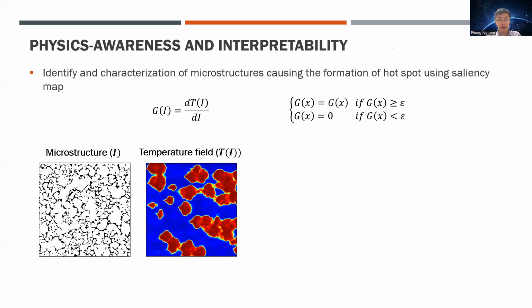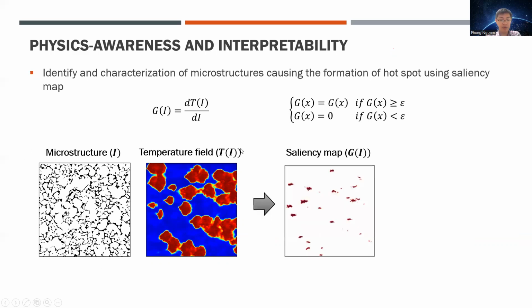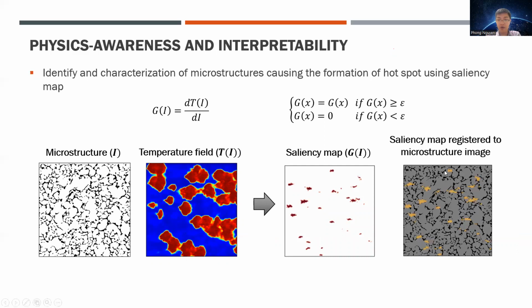Generally, a saliency map is a technique that allows us to know what areas or features of the input image mostly affect the prediction. It is computed by taking the derivative of the neural network output, in this case the temperature field, with respect to the input, in this case the microstructure intensity field. The derived saliency map is then registered to the microstructure image for better visualization and identification of which areas of the microstructure are critical for the hotspot formation.